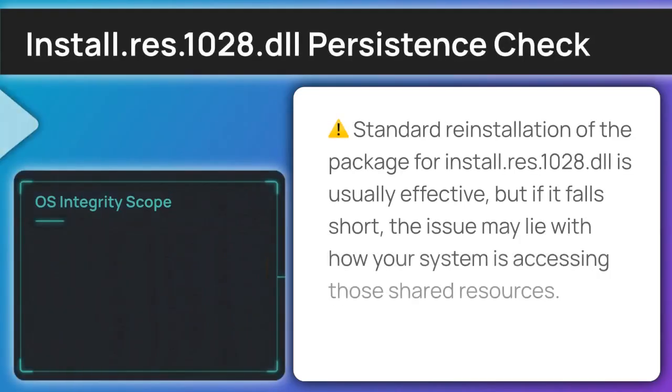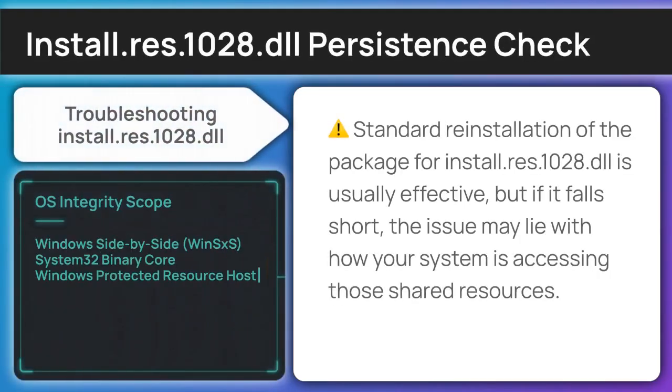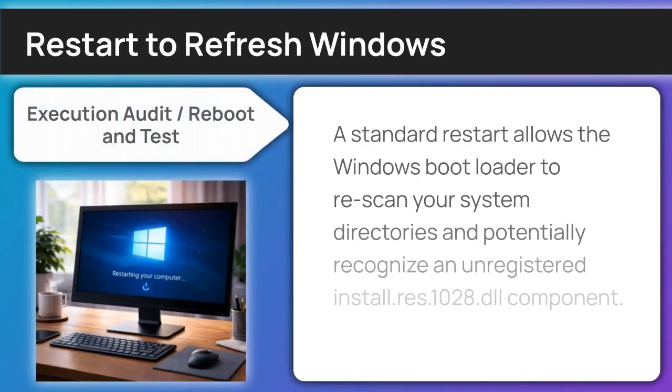When a fresh installer fails to clear the error, it typically points toward a deeper conflict within the Windows execution layer. A full system restart clears the temporary memory cache and allows Windows to attempt a fresh initialization of all required libraries, including Install Resource Library 1028.